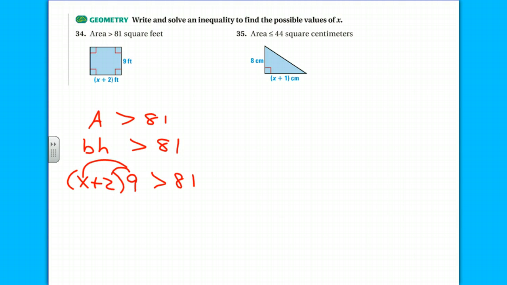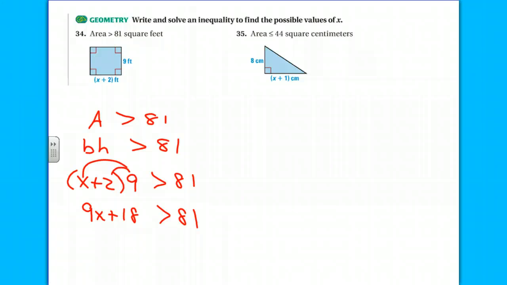Okay. So you have 9x plus 18 is still greater than 81. And now we're at a two-step problem, do you see? And you can solve. All you're asked is to find x, and yet you now are ready to do it. Okay? So this is an organized format for answering this sort of question. And the same organization will work for 35 as well.